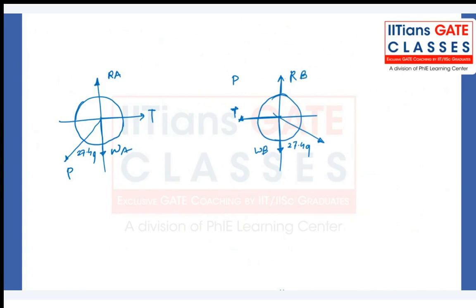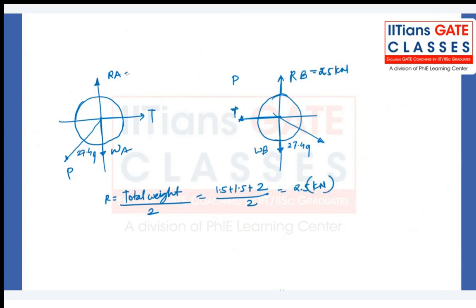So the reaction R will be equal to the total weight divided by 2. What is the total weight of the system? 1.5 plus 1.5 plus 2, correct? 2 is the weight of the bigger block. Divided by 2, it is 2.5 kilonewton, and that is upward. RA equals RB equals R. Is it clear?